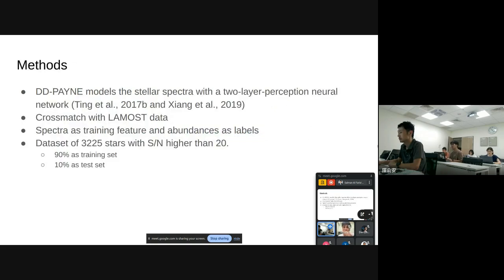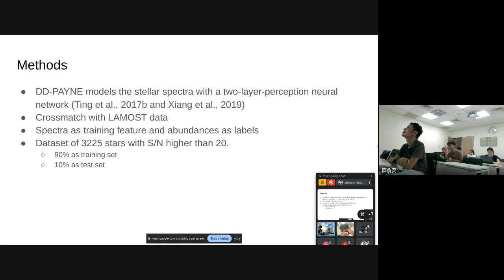The method of this research is using DD-Payne, a machine learning model of the stellar spectra with a two-layer perceptron neural network. Before using the spectra, it is cross-matched with LAMOST data, which provides metallicity estimation. The spectra are used as the training features and the metal abundance as the label.